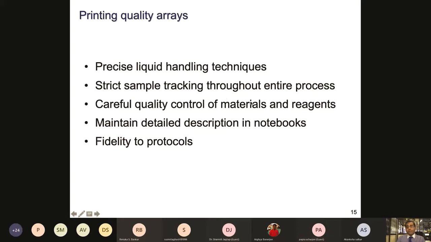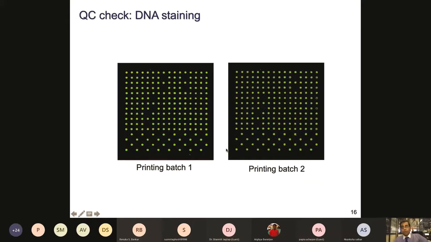Strict sample tracking has to be done in the entire process, because you are talking about thousands of proteins or DNA to be printed, and then screening hundreds of samples. So a lot of barcode-based things should be in place, so that you can easily access the plates and you cannot mess up the labeling. Careful quality control of materials is required. Detailed descriptions should be recorded, and of course you have to make sure that you are following the same protocol again and again, and that there is not much variability between different batches of printing.